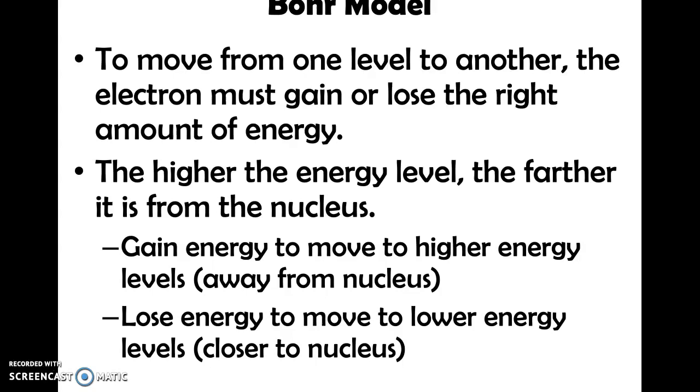To move from one level to another, the electron must gain or lose the right amount of energy. The higher the energy level, the further away from the nucleus it will move, right? And so you're going to gain energy to move to a higher energy level. That means you're going to move away from the nucleus. Or you're going to lose energy to move to a lower energy level, which is going to put you closer to the nucleus. And either way, whether you gain or whether you lose, the amount you gain or lose will correspond to a certain frequency, which corresponds to a certain color that you're going to see. Okay, let's move on.